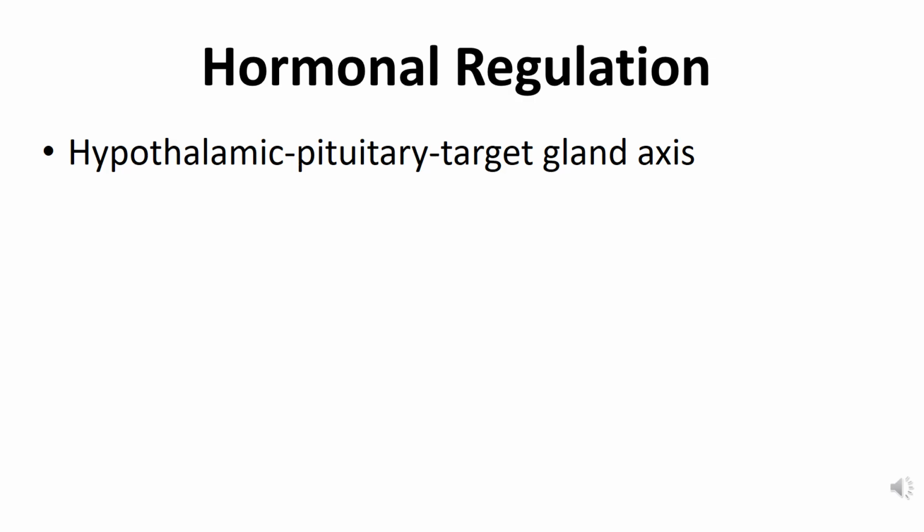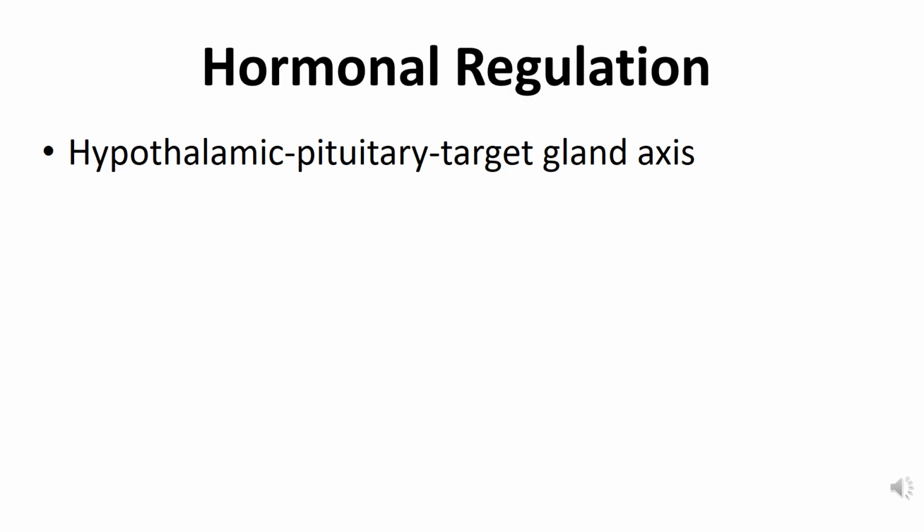ACTH then stimulates the adrenal cortex to release cortisol. The reproductive system also works through this pathway. GnRH from the hypothalamus stimulates the release of LH and FSH from the pituitary. These hormones regulate ovarian and testicular function.